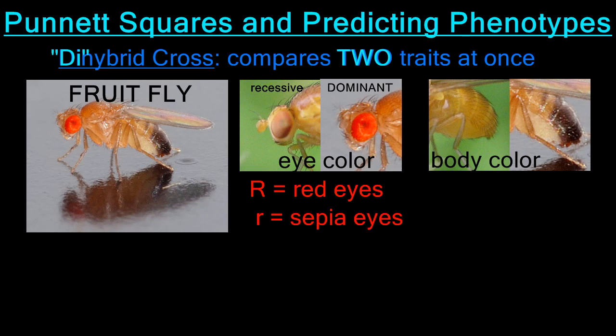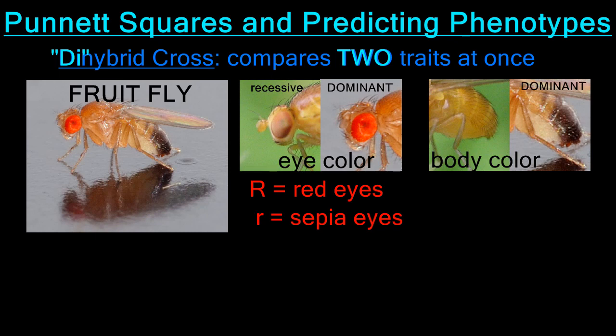Oftentimes I see students try to change the letters and they'll use a capital R for red eyes and maybe a lowercase s for sepia eyes, but you can't do that. When you choose a letter to represent a trait, stick with that letter. So we have a big R and a lowercase r. That R represents the allele for eye color.